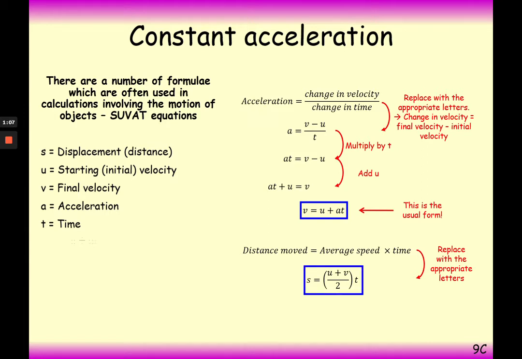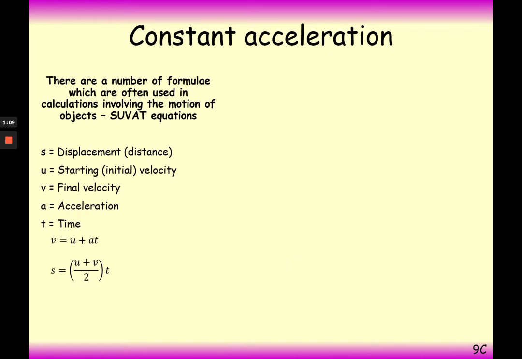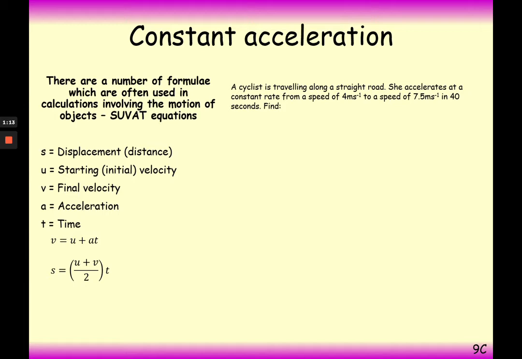Now if we apply those two SUVAT equations, first of all, a cyclist is travelling on a straight road, accelerates from 4 meters per second to 7.5 meters per second in 40 seconds. We want to find the distance travelled over those 40 seconds and the acceleration over those 40 seconds.